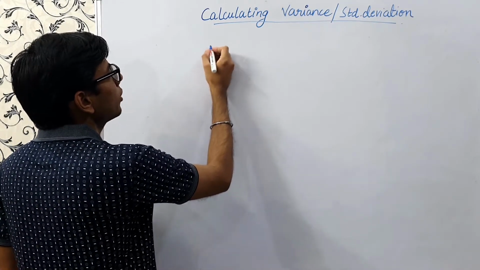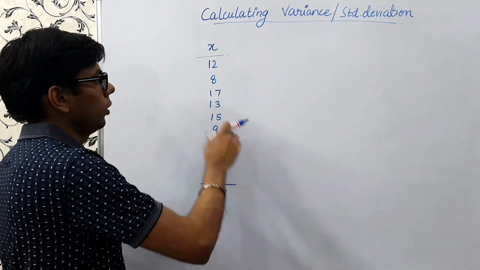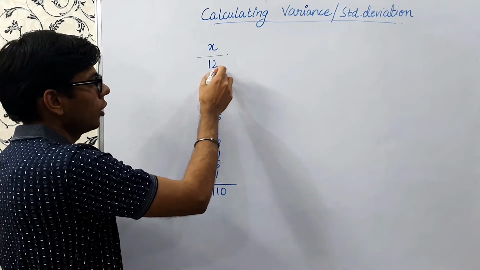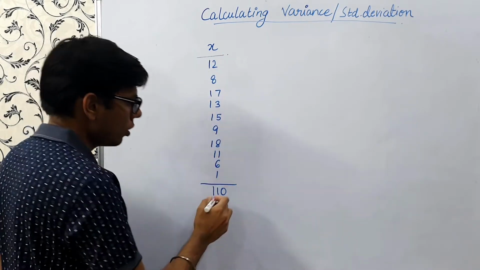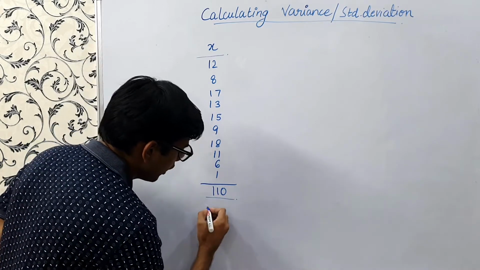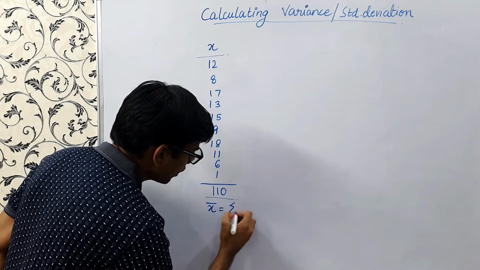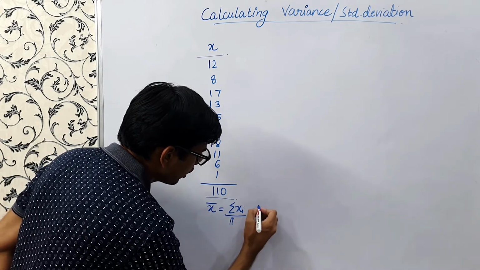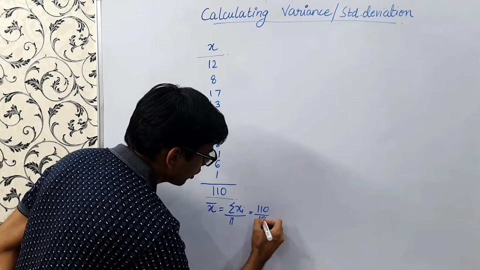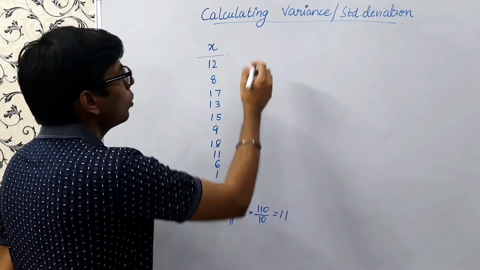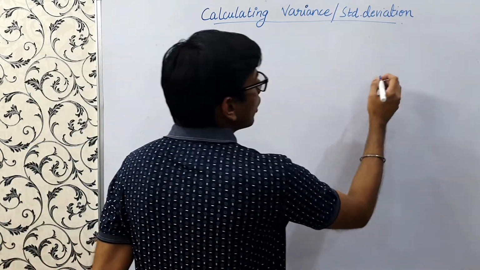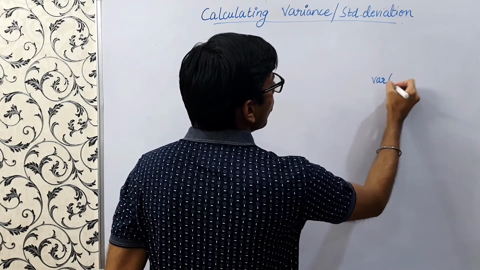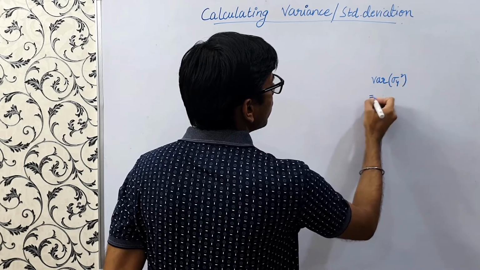Consider the data set. We have the values 12, 8, 17, 13 and so on, whose sum is 110. So simply we can calculate x bar equals summation xi upon n, which is nothing but 110 by 10, equals 11.